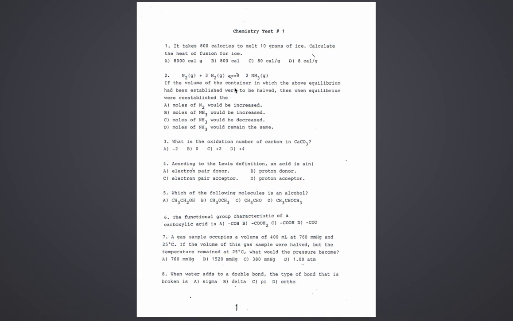Okay, so let's begin looking at solutions to chemistry test number 1. Previously we had looked at questions 1 through 5, so let's just pick up with question 6. Question 6 asks us to identify a carboxylic acid functional group.